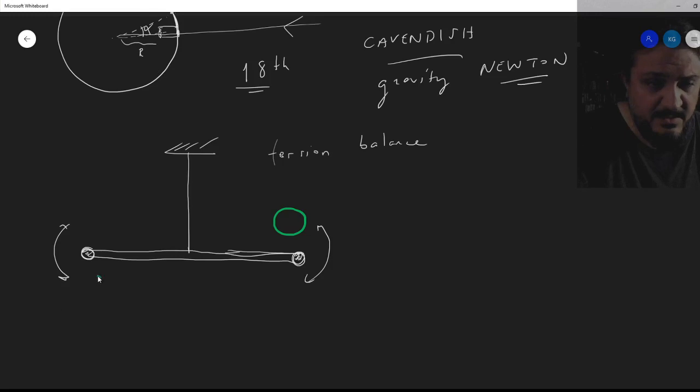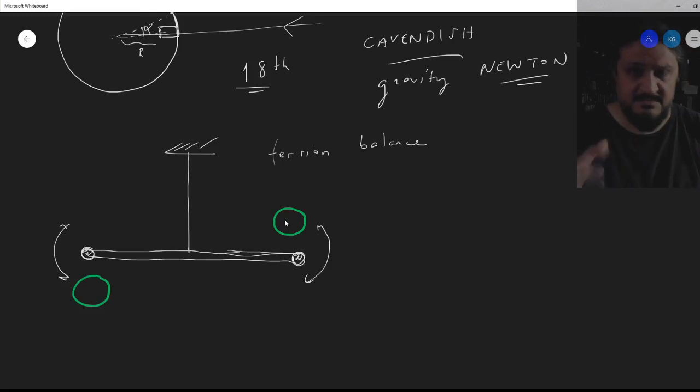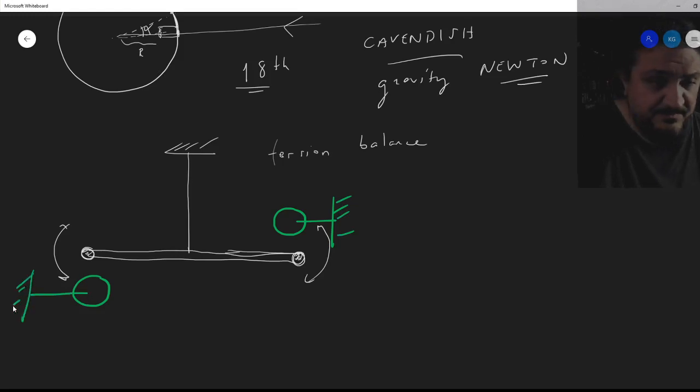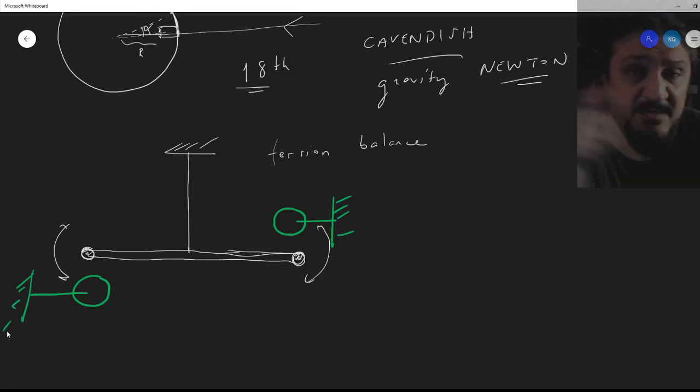One here and one there. So these are all made of lead, very dense, heavy balls, and they're all on the same plane, all right? Maybe he attached these to the walls of his lab. Doesn't matter, okay? But what happens is there is a force of attraction between those objects.